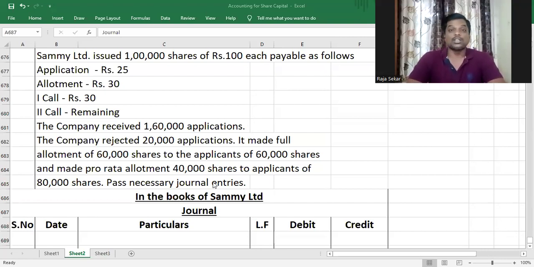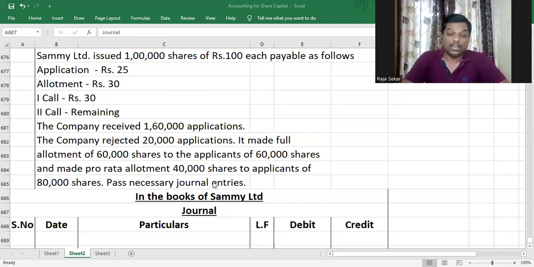And today I have a question in which, in the same question, when the company has received oversubscription, the company rejects certain shares, makes full allotment to certain applicants, and makes pro rata allotment to other applicants. Now, how to account for a situation where rejection, pro rata allotment, and full allotment are all happening in the same issue is what we're going to learn today. Let me go ahead and read the question for you.